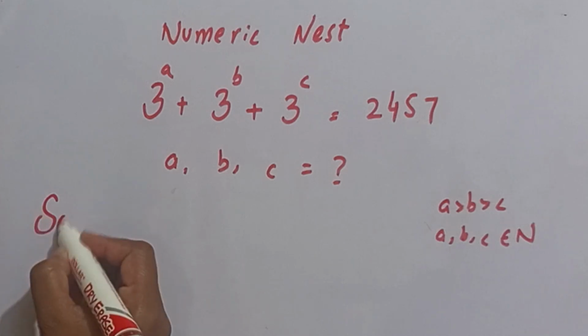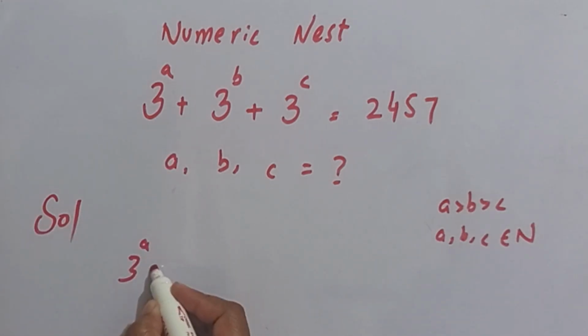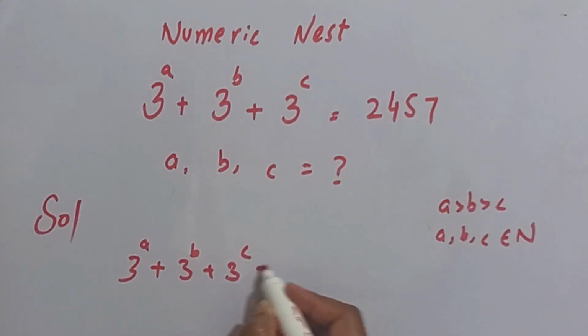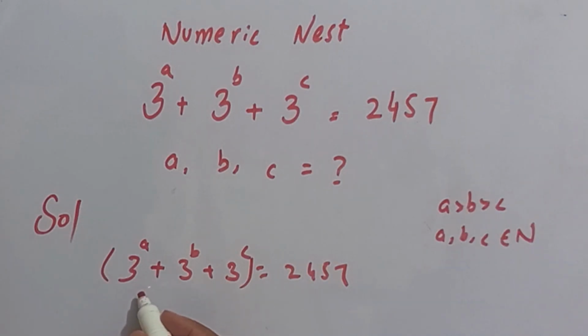So let's start. The given information is 3^a + 3^b + 3^c = 2457. In the first step, we look at this left hand side. We multiply and divide this side by 3^c. So multiply by this 3^c and also divide this side by 3^c.